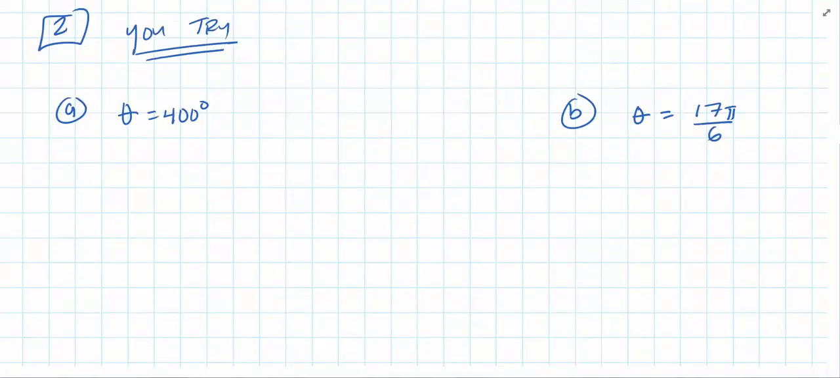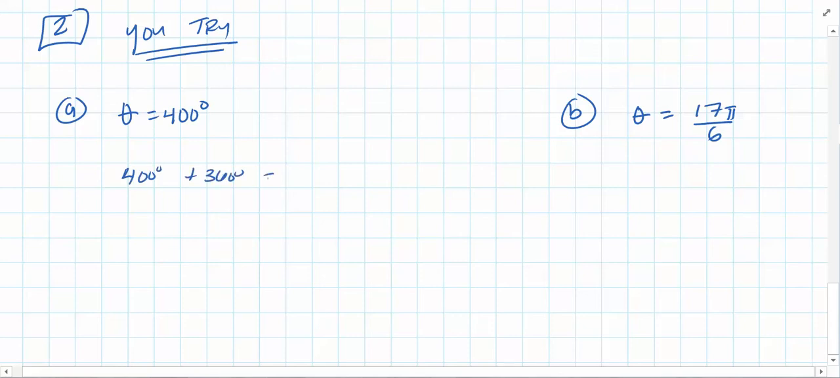Here's one approach we could do. We could take our angle of 400 degrees, and we could add on 360 degrees, and that would give us 760 degrees. So that angle is coterminal to 400, right? There's another one. What's another easy positive one that you could do?